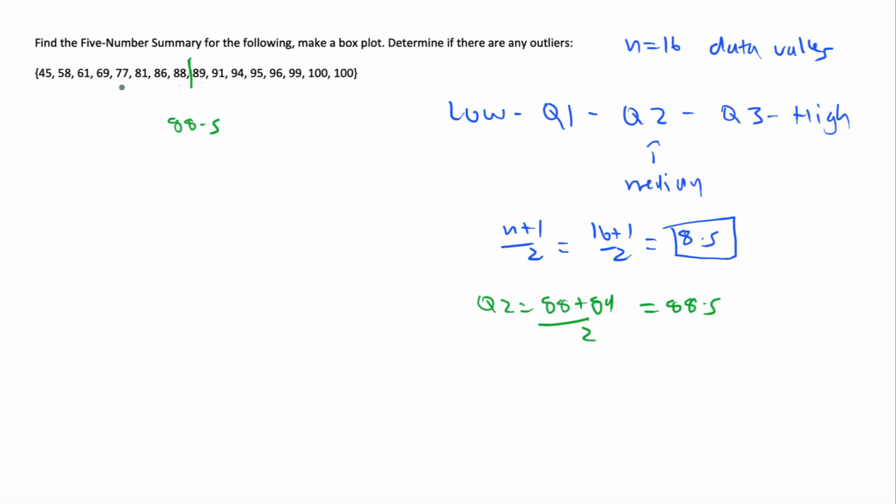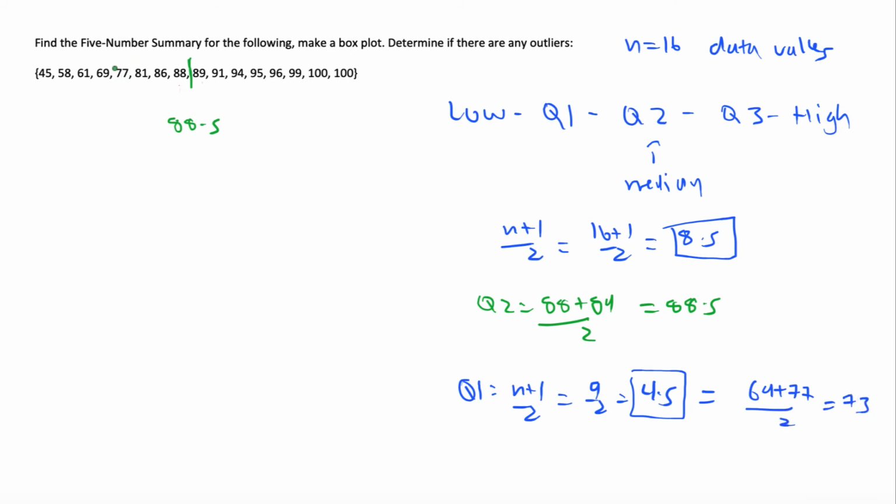Once again, there's an even number of data values. So to find Q1, we want to do the same: n plus 1 over 2, so 9 over 2, which is 4.5. Now remember, we're just taking the lower half here. So Q1 would be the average of the 4th and the 5th values. Remember, this is the position of the median. The median is not 4.5, it's the position. The 4th number is 69, the 5th number is 77, so we take 69 plus 77, divide that by 2, and we get 73. So that means 73 would be Q1.